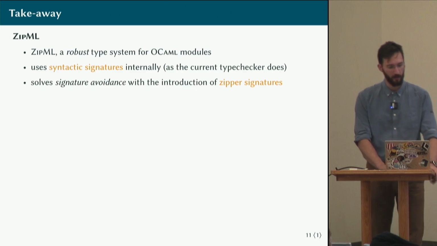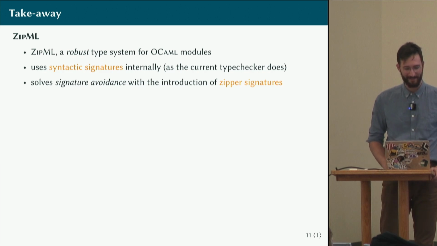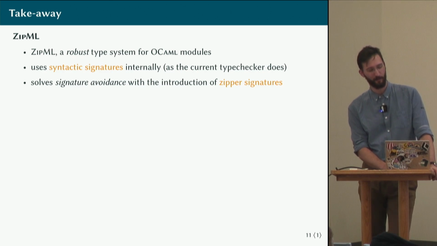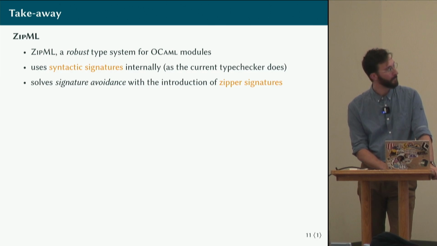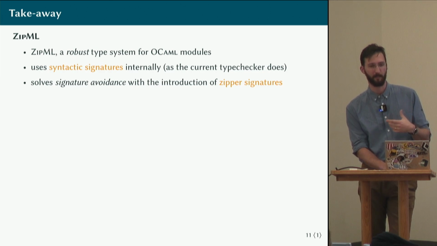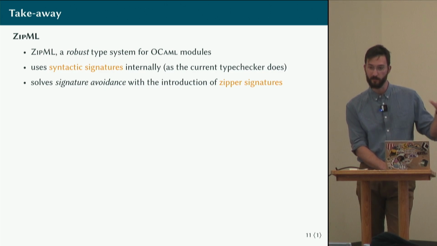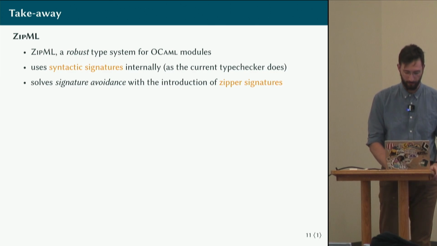Okay, so let's sum up. I've presented quite quickly ZipML, a robust type system for OCaml modules that doesn't have the beta extrusion and the two issues I've shown before. It uses internally syntactic signatures. By syntactic, I mean source signatures just extended with this small notion of a zipper, which is the same as what the current OCaml typechecker does, basically. And it solves the signature avoidance problem with the introduction of zipper signatures.